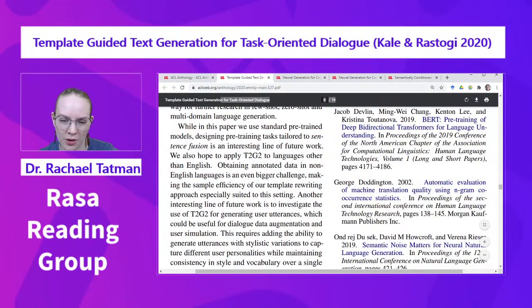Well, in this paper, we use standard pre-trained models. Designing pre-training tasks tailored to sentence fusion is an interesting line of future work. So what they're doing is taking sentences and combining them. If they train their model to do that specifically, it might do it better.